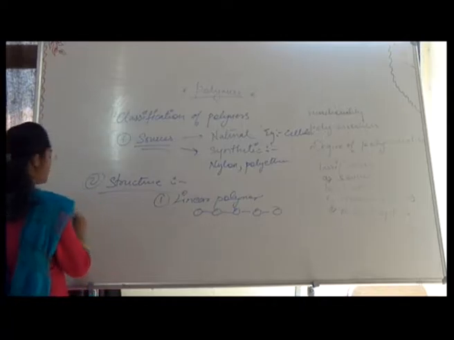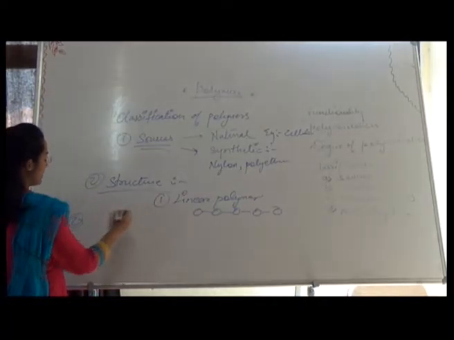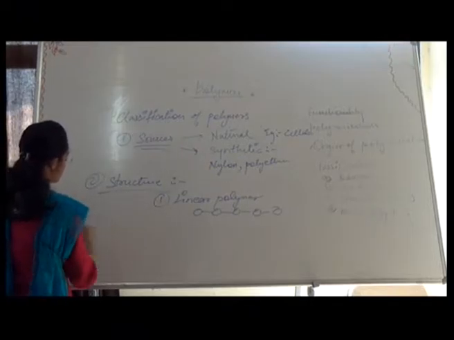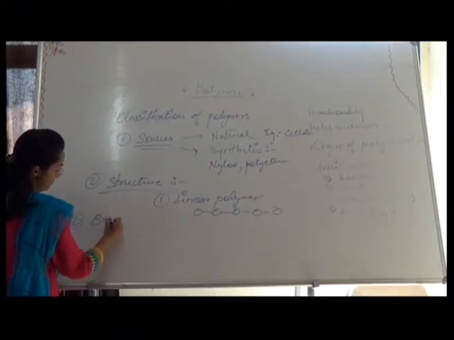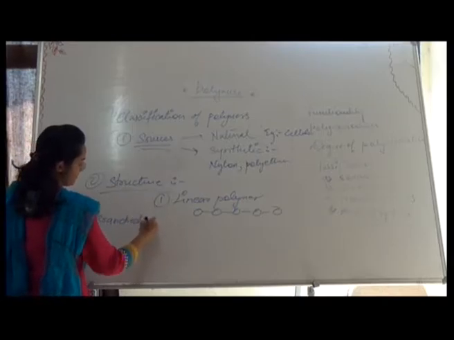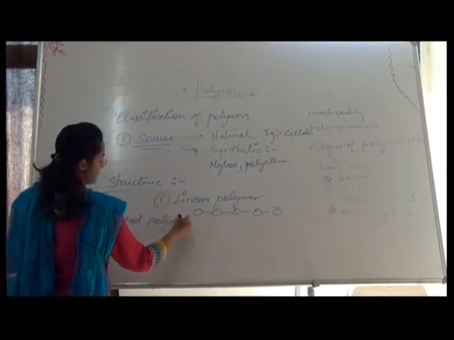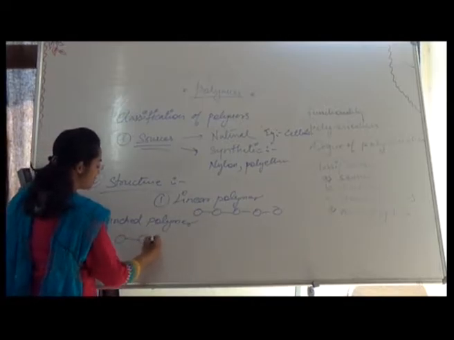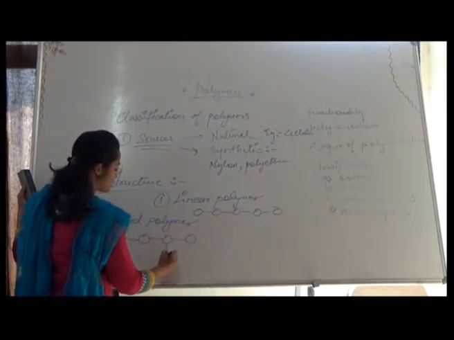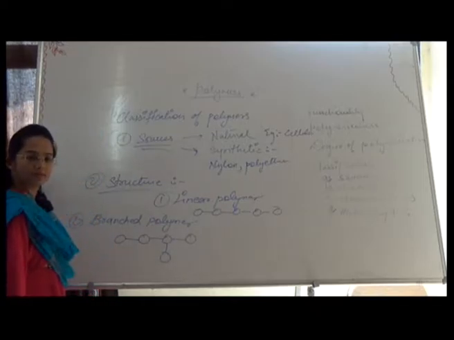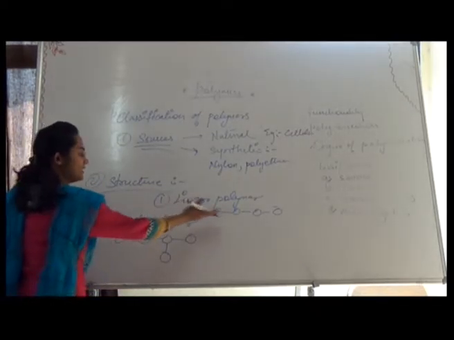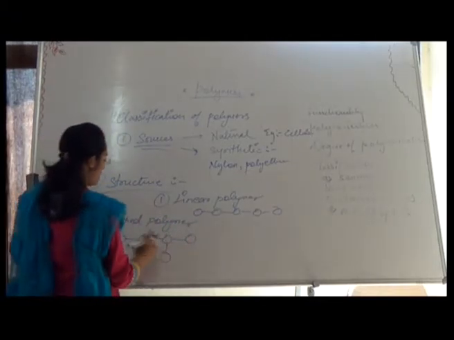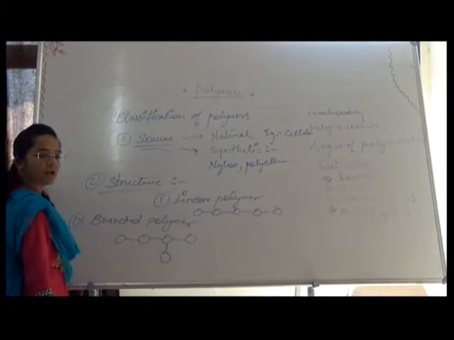Okay, very simple one. The second one after linear is the branched polymer. Here we get polymers of the branching type, the branched chain. That means here it is a completely straight chain, and here we get a branch to the chain. So hence it is termed a branched polymer.